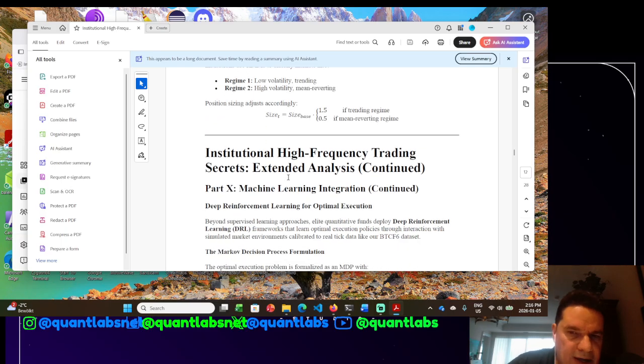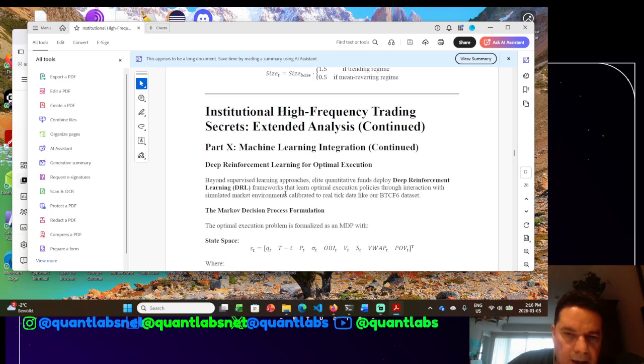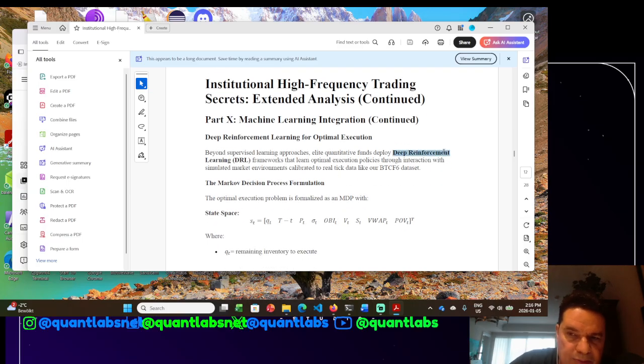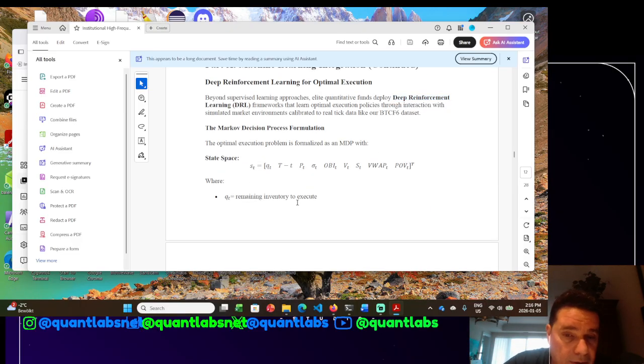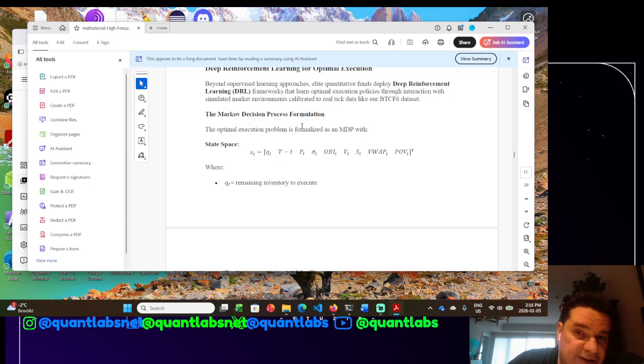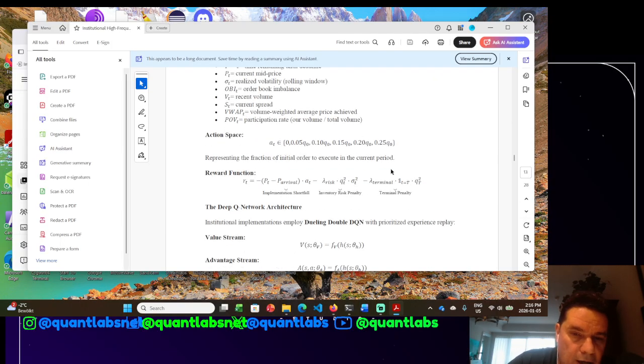And then these are now the breakdown using some of the machine learning as well. Deep reinforcement, that's an important one. Again, this is beyond me, but one day I'm going to have to sit down and go, yeah, I have to know this stuff. Markov decision process formula.